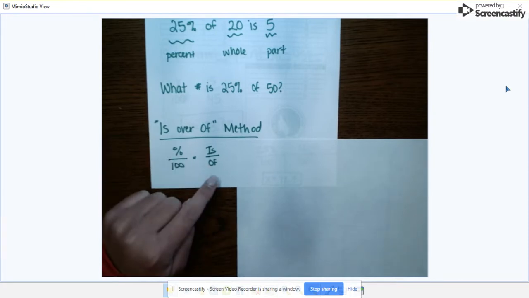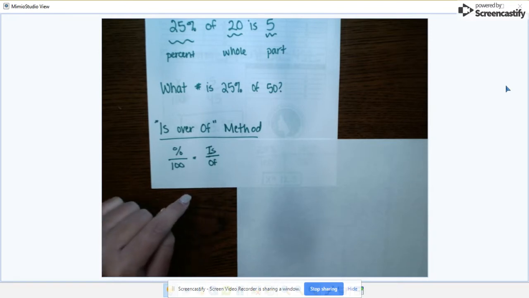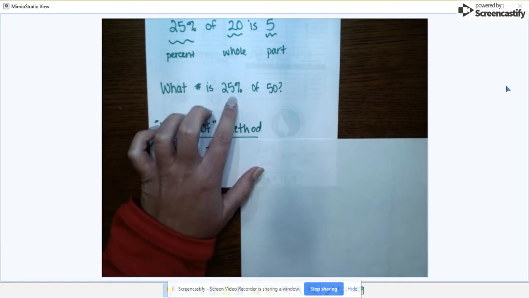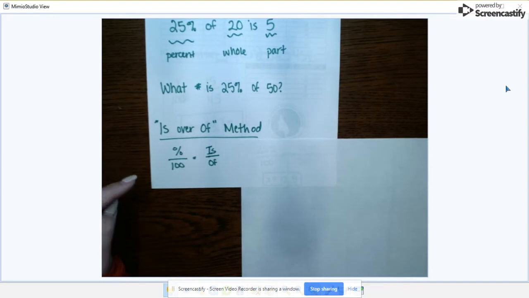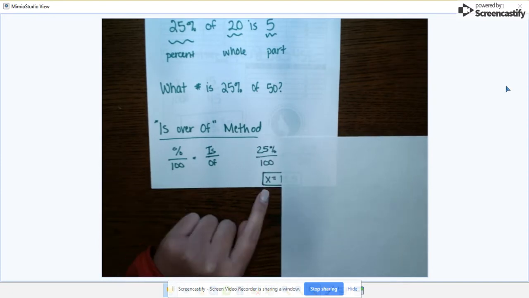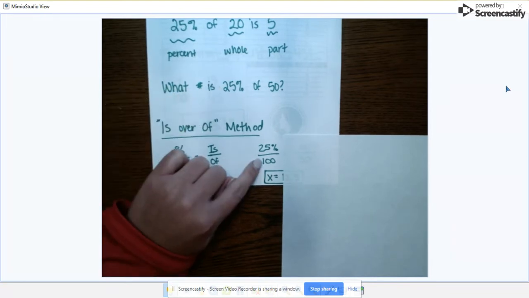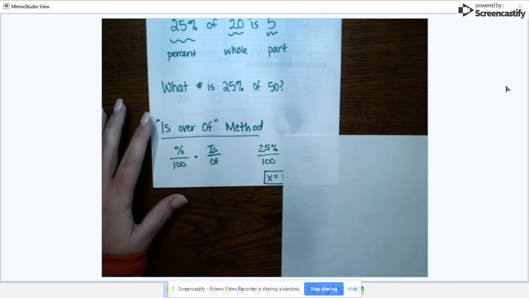So this is a proportion. We would solve it by cross multiplying and dividing like we've been working on. So what number is 25% of 50? So my first fraction is that percent. We know we have 25%, and percentages are always out of 100. So our first fraction is 25 over 100.